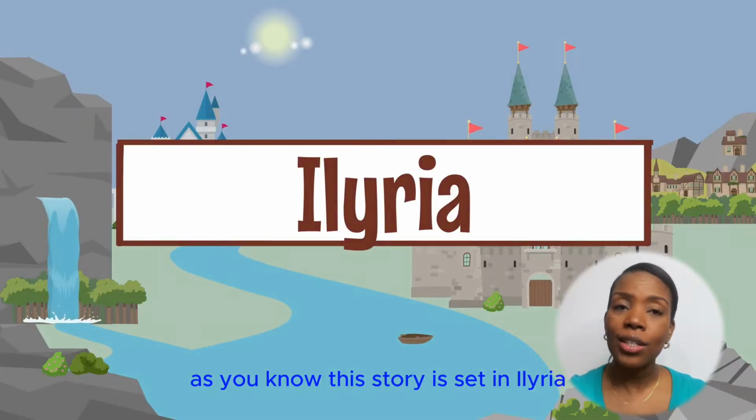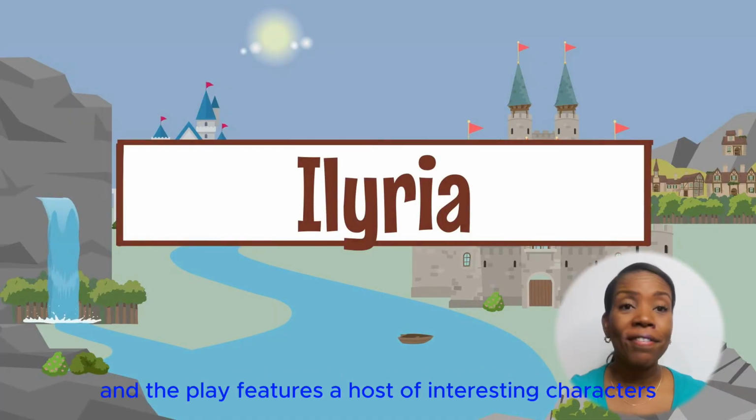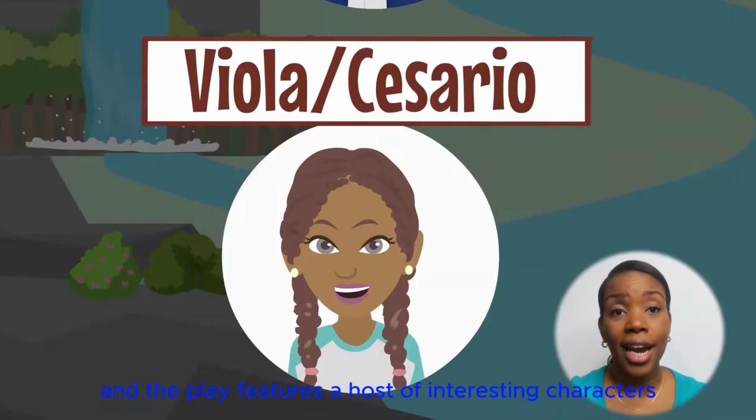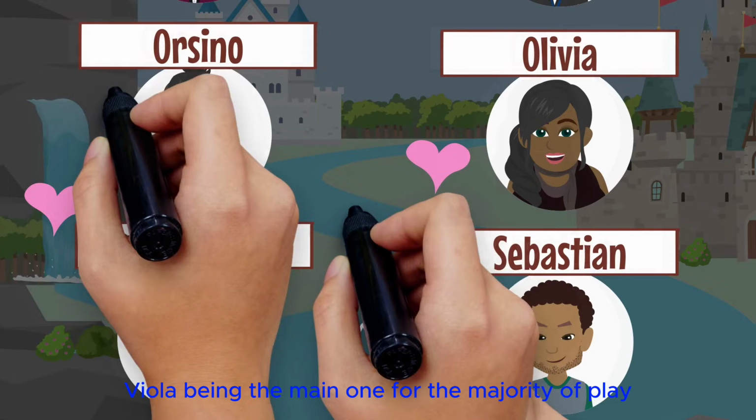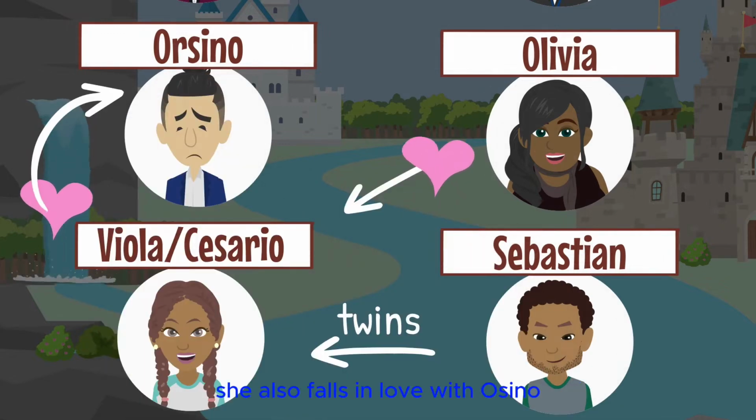As you know, this story is set in Illyria, and the play features a host of interesting characters, Viola being the main one. For the majority of the play, she pretends to be Cesario. She also falls in love with Orsino, and Olivia falls in love with her.